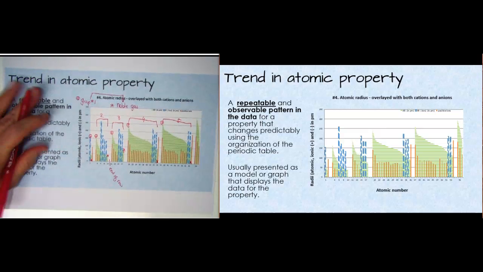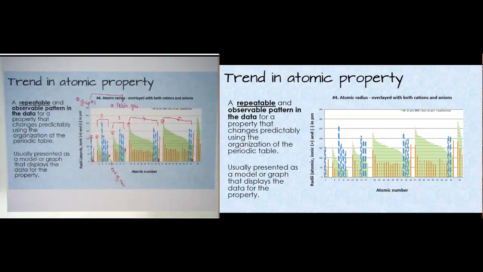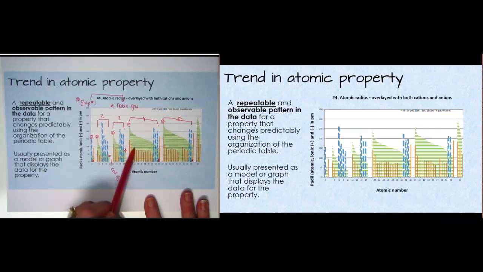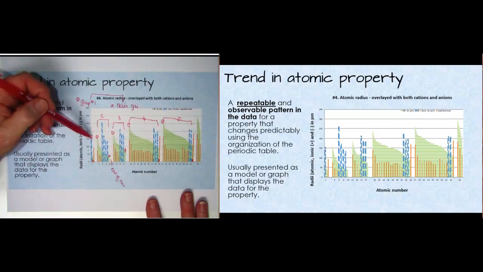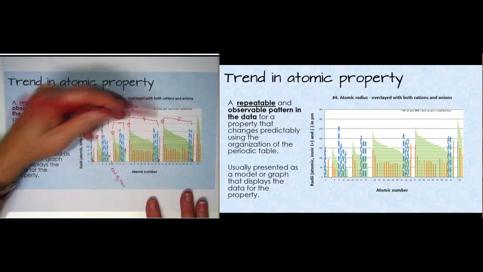All right. Make sure you can read the graph. Make sure you remember that trends across the period are going to be looking at this entire section, whereas trends within a group or down a group is going to be looking at, say, for example, only column 1.